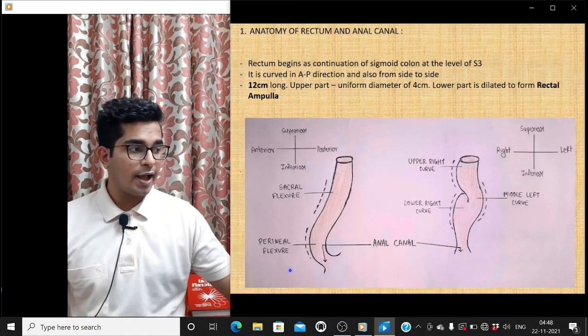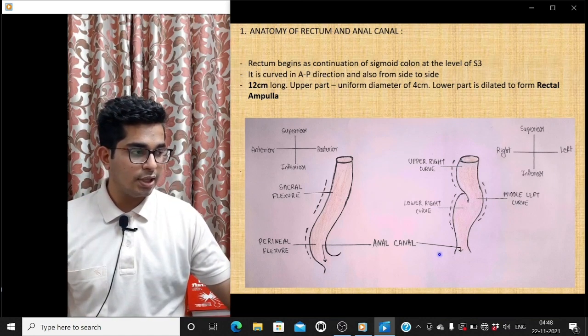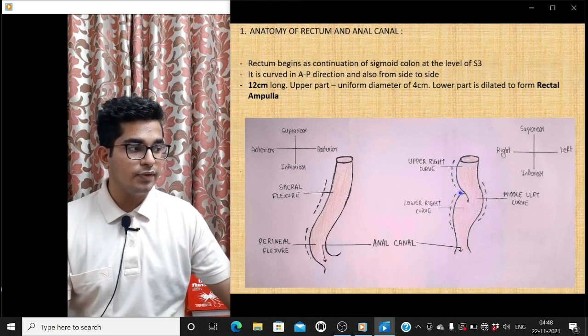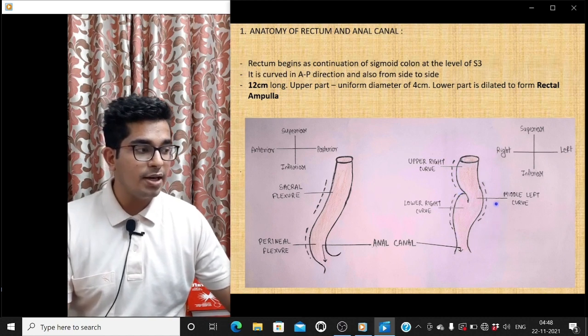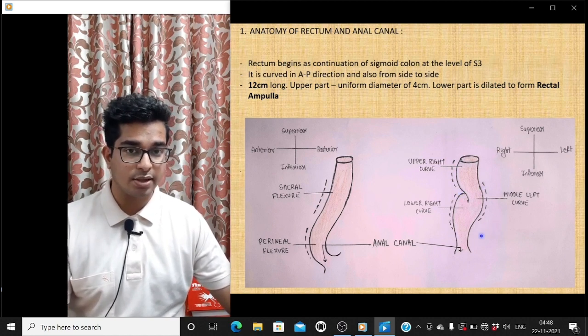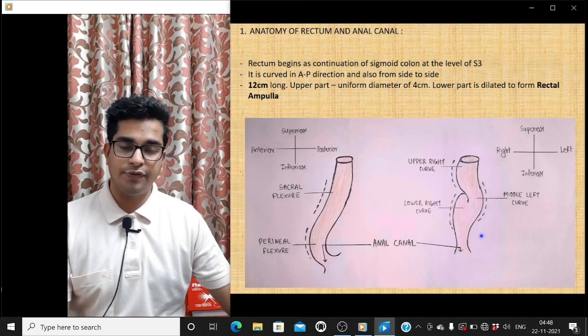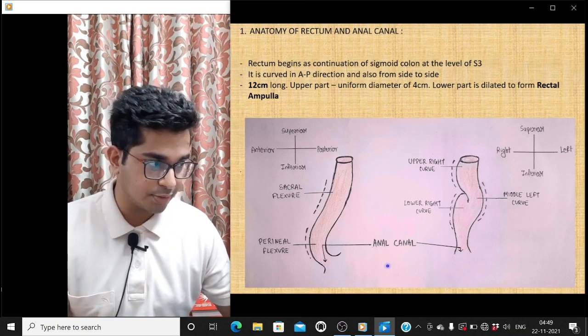And this is a view where we are looking at the rectum from anteriorly. We have the upper right curve, the lower right curve, and the middle left curve. So these are the three basic curves present in your rectum. These help for your identification of rectum during abdominal surgeries.